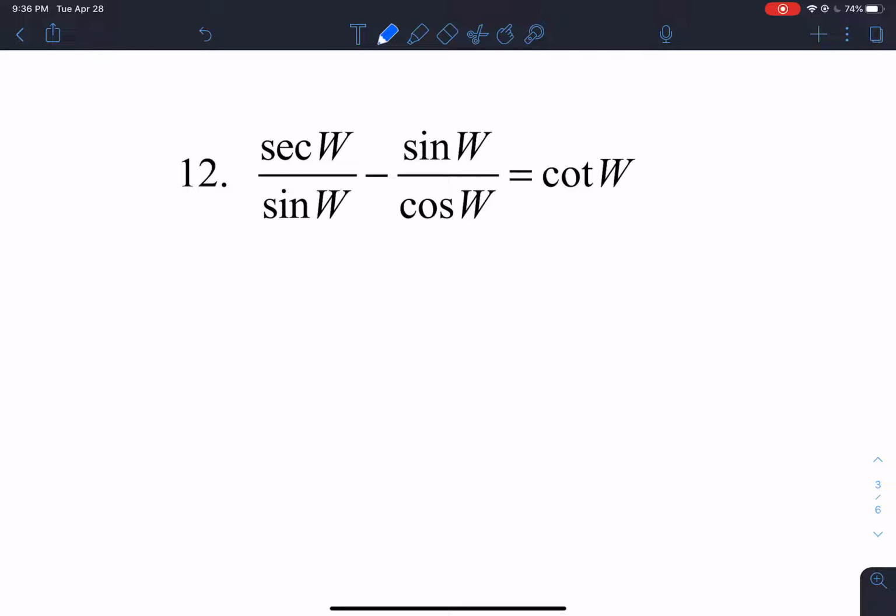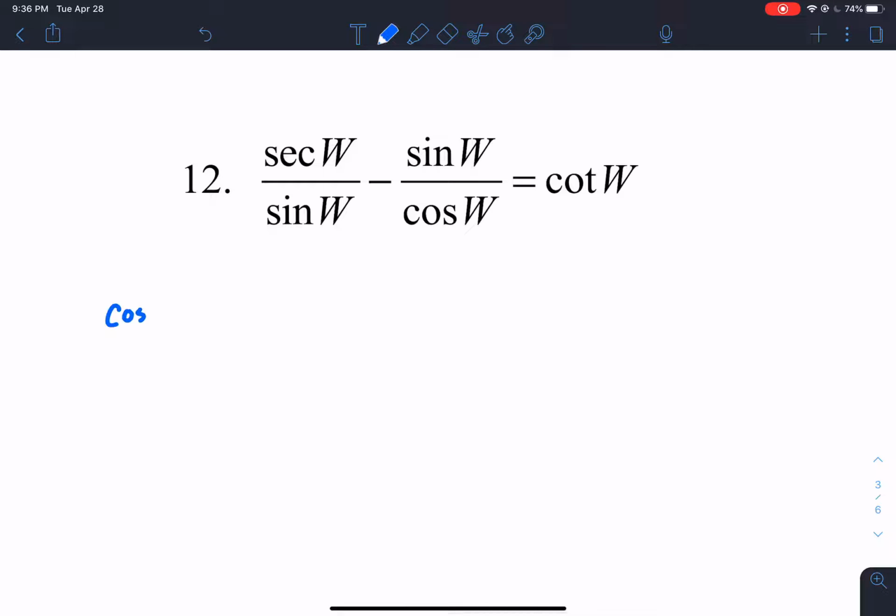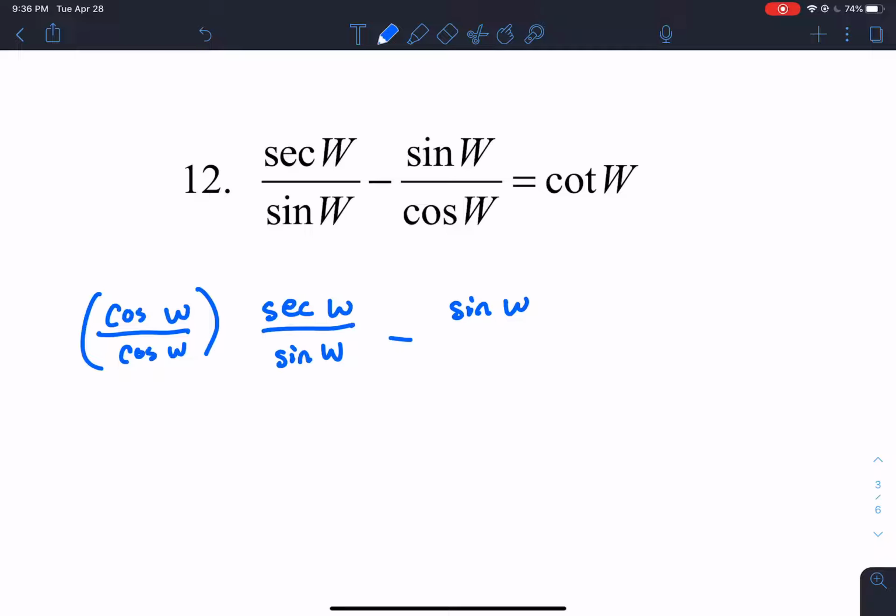Okay, so for number 12, we're going to put them together. So that means I need cosine over cosine on the first term, and then we also need sine over sine on the second term. Now when I multiply cosine times secant, they're reciprocals of each other, so that just becomes 1.